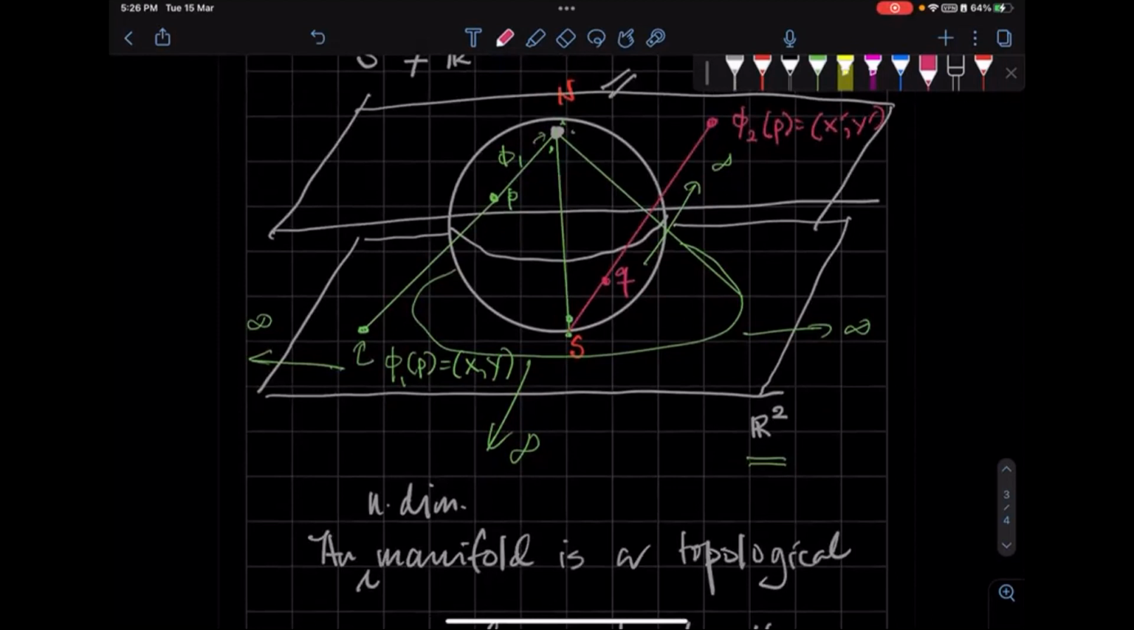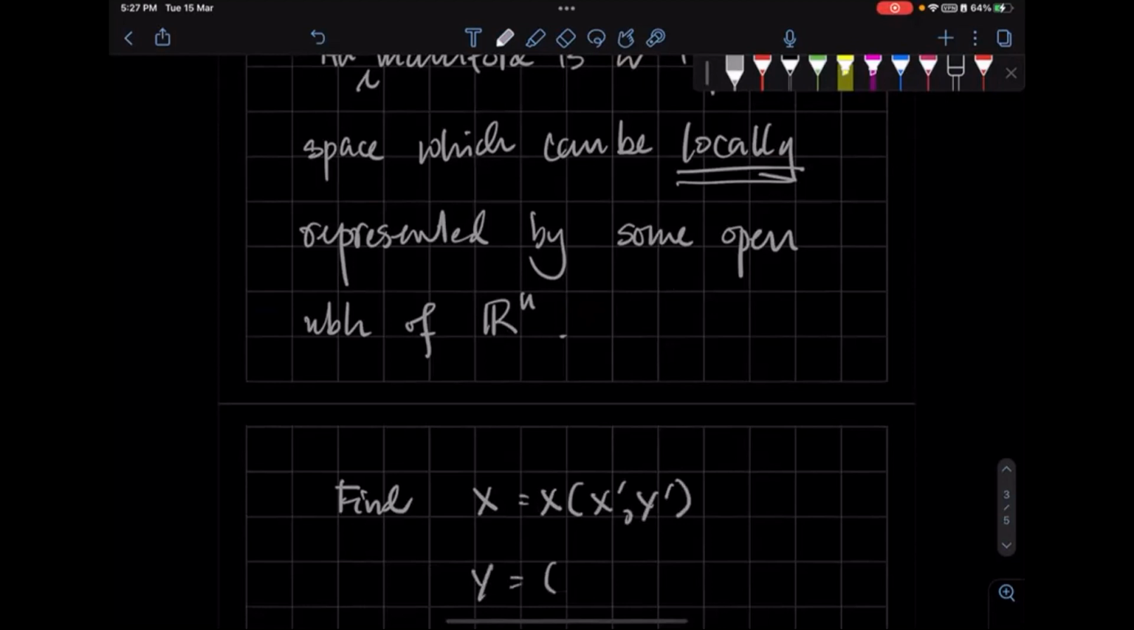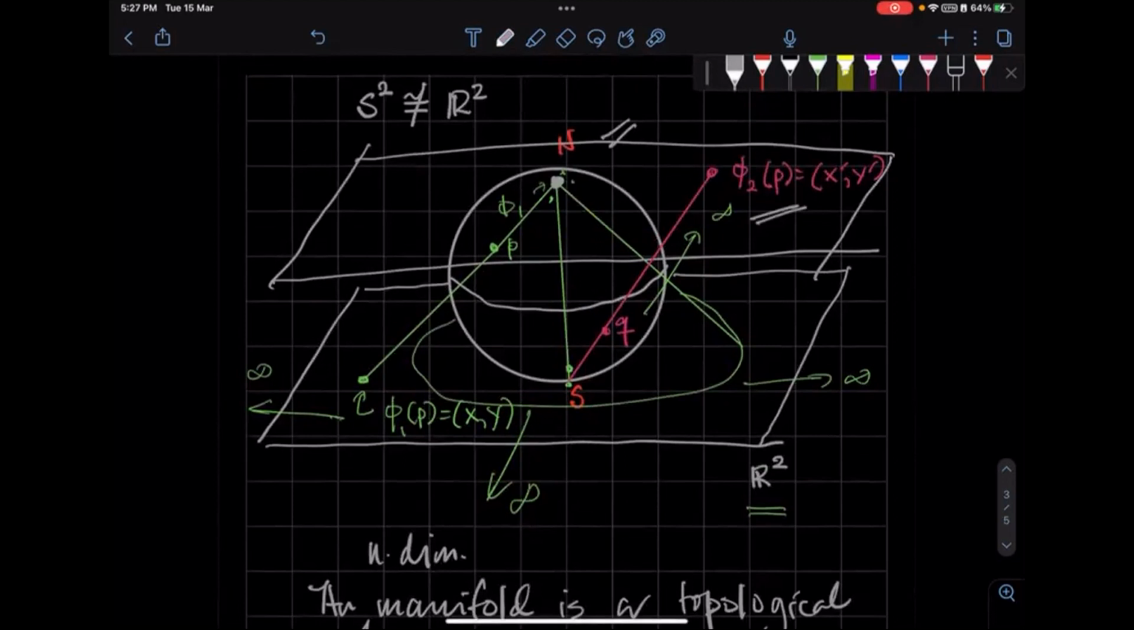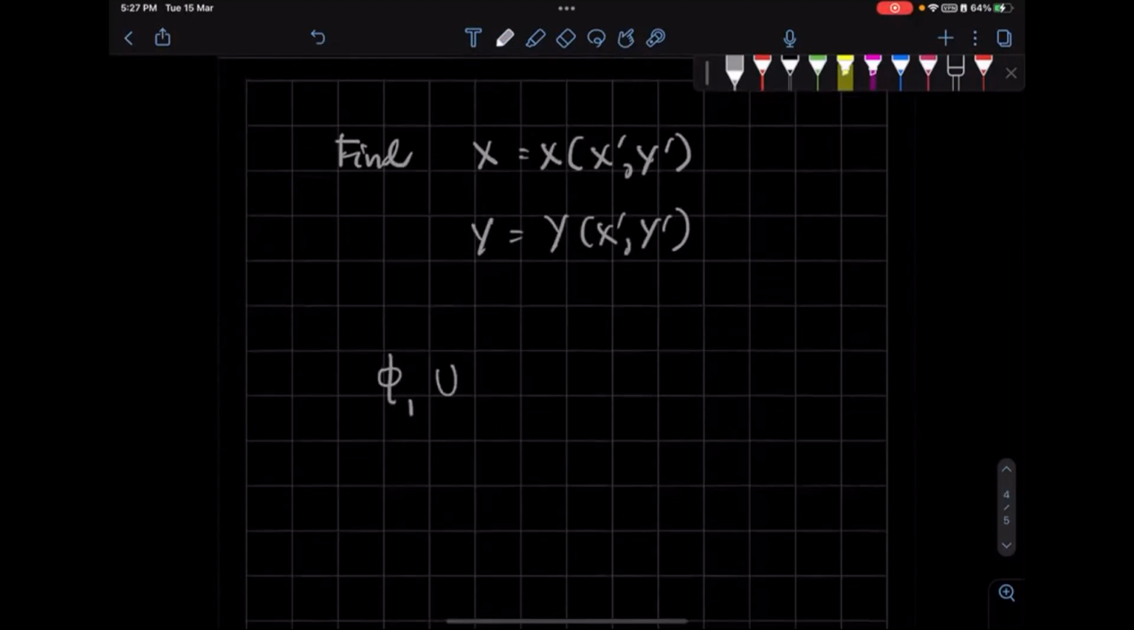Now I leave it as an exercise for you to find the relationship between x and y and x prime and y prime. Okay, so this is an interesting exercise in geometry: find x as a function of x prime, y prime, and y as a function of x prime and y prime. Okay, so now in chart number 2, we see that we can cover all points except the South Pole, right? But with these two charts, the union of phi 1 and phi 2, we can cover all of S2.